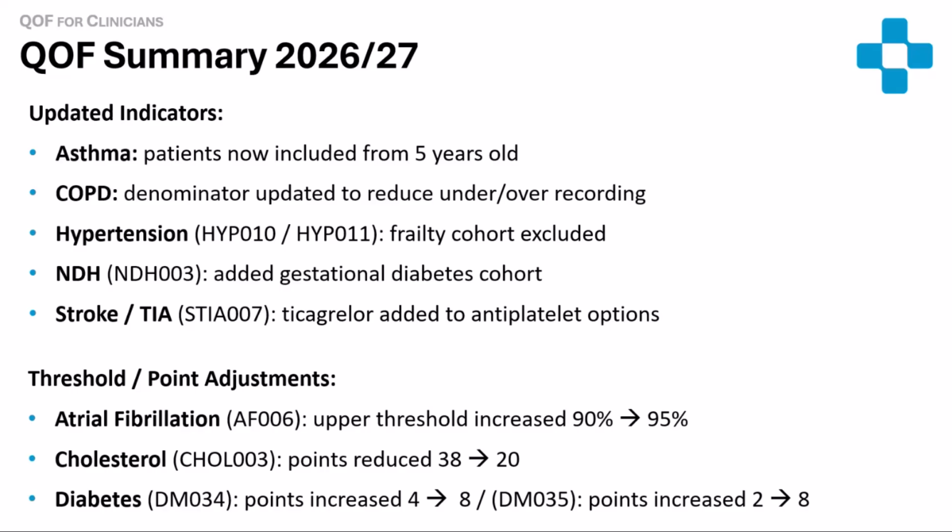So for AF number 6, you'll see that the threshold has actually increased there by 5%. So that now has an upper threshold of 95%. Cholesterol has been reduced, so that one has reduced quite a bit from 38 all the way down to 20. And finally, your diabetes. So for DM number 34, the points there have increased, as well as for DM 35, where that's increased as well by a few.